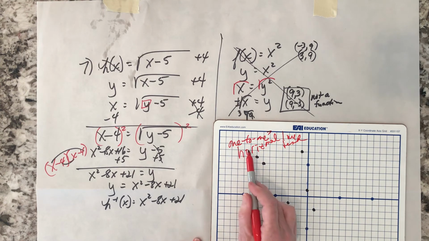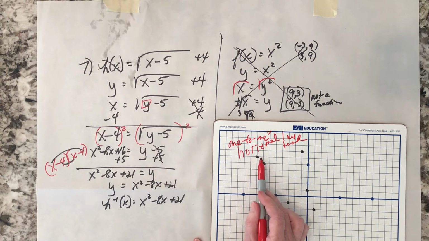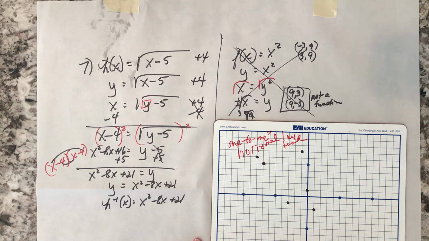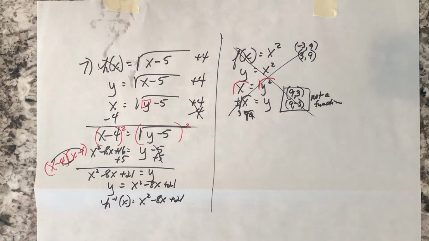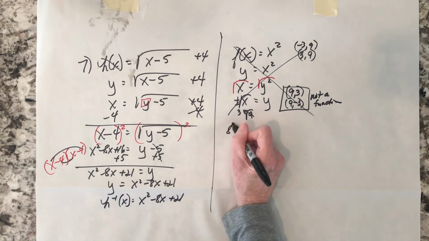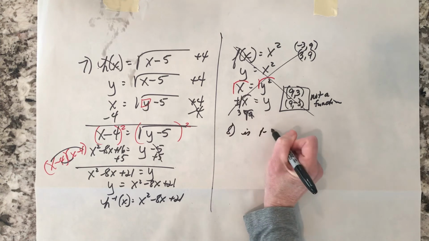This one does. Any horizontal line I draw is only going to hit just one of our points at a time. It never doubles up on the points. So number 8 is good. Number 8 is a one-to-one. The question asks you state whether each function graph below is one-to-one. So number 8 is one-to-one.